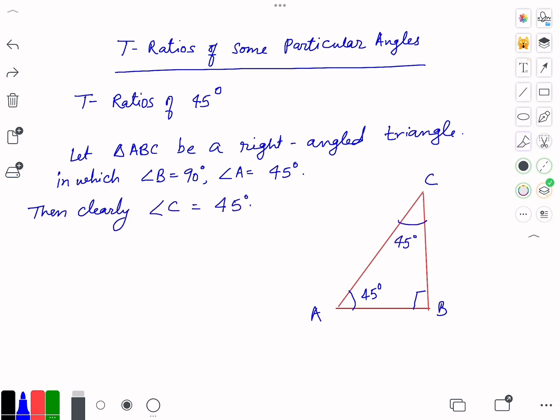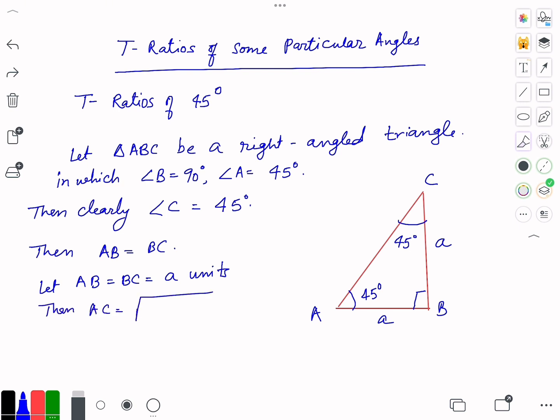Now we can see that AB is equal to BC because both the angles A and C are equal to 45 degree. Let AB is equal to BC is equal to a units. Then as per Pythagoras theorem, AC is equal to root under AB square plus BC square. That means a square plus a square, which is equal to root 2 a units.